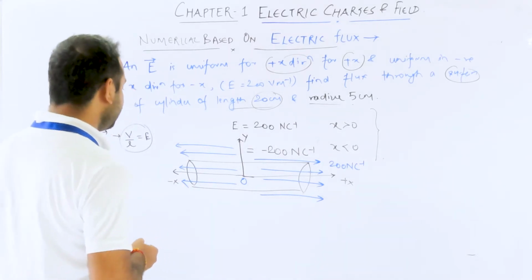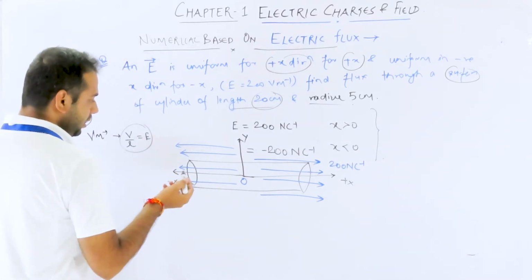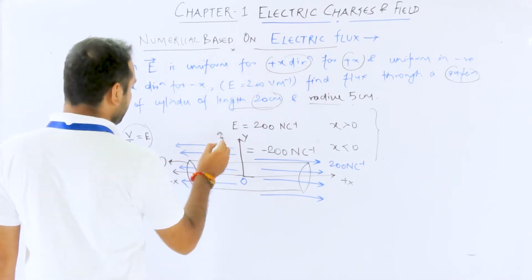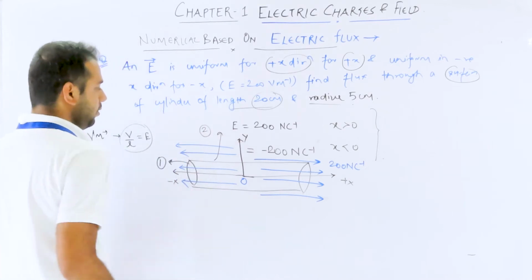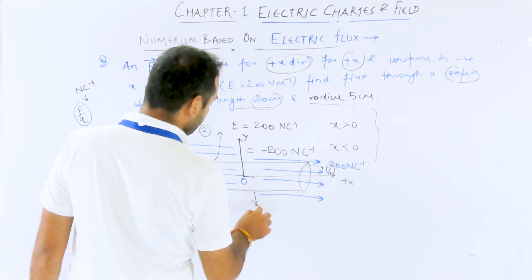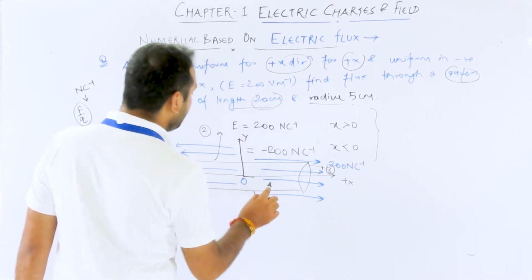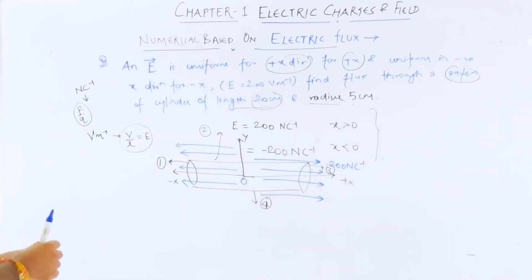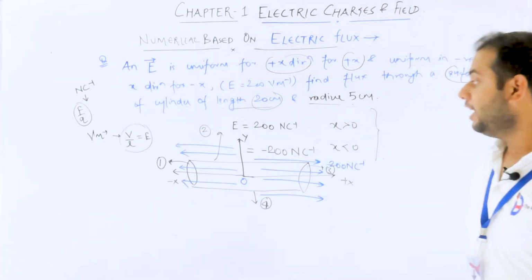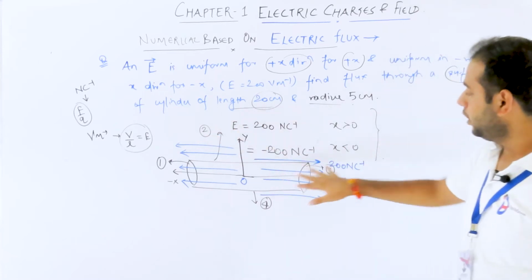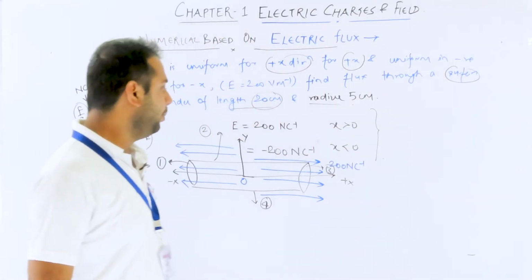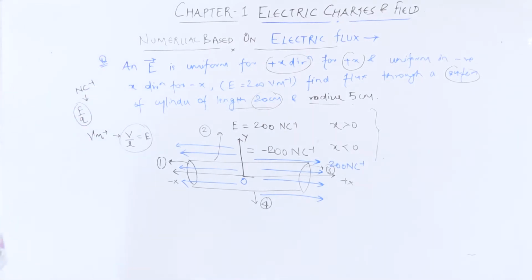Now let's see. This cylindrical surface has four surfaces. Let's say 1, let's say 2, let's say 3, and let's say this surface to be 4. So if you want to calculate the flux through this surface, you have to calculate the electric flux through these 1, 2, 3, 4 surfaces, and then we will algebraically add them and we will see what would be my result.